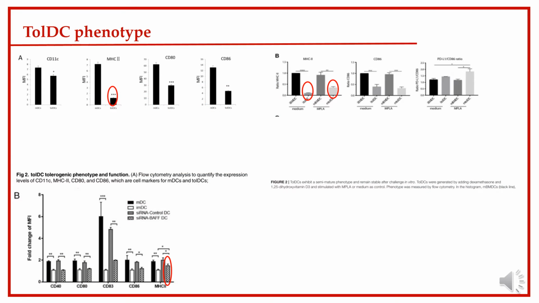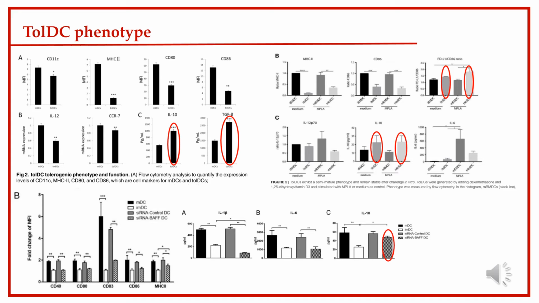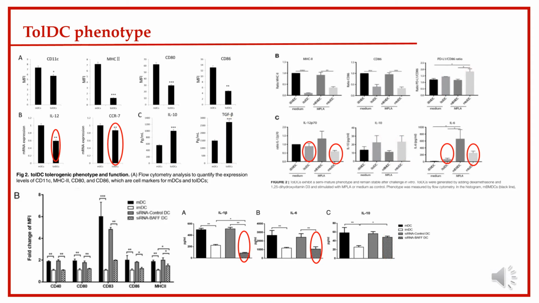As we can see in these figures, in all works presented, cells that receive different types of treatment, pharmacological agents and genetic engineering, have low expression of MHC2, low expression of co-stimulatory molecules such as CD80, CD86, CD40. In addition, these cells showed high production of anti-inflammatory cytokines and low production of inflammatory cytokines.